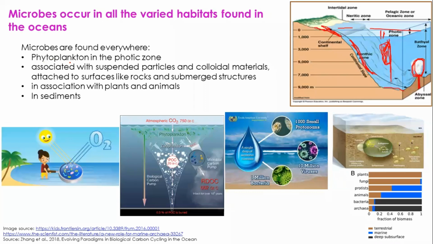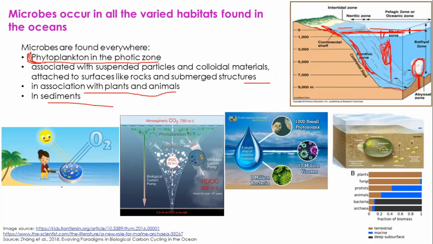In a nutshell, we can say that phytoplankton in the photic zone, or any bacteria which is depending on the sunlight for the photosynthesis, will be there in the photic zone, and photic zone means anything in this area, right? Then you have those associated with the suspended particles, colloidal materials, attached to the surfaces like rocks, submerged structures, right? In all the places. Also, they have associations with the plants and animals, which we will see in the next slide, and then in the sediments, right?